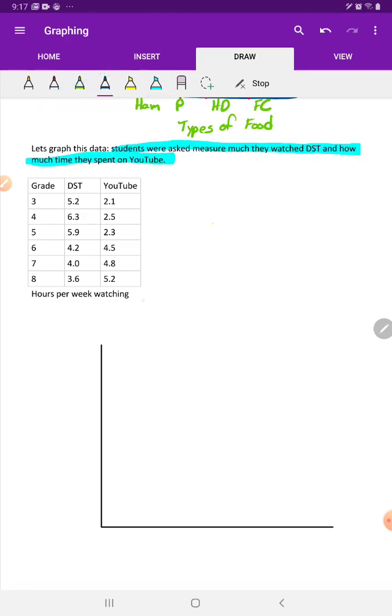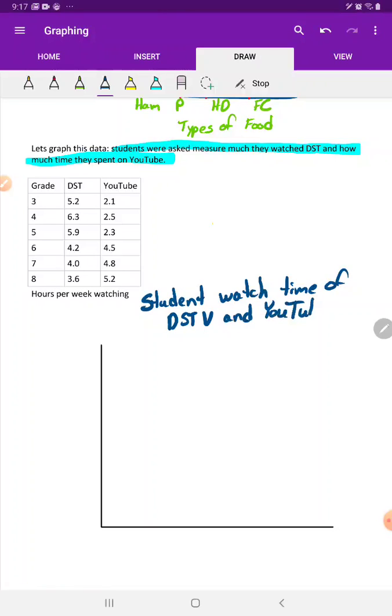So maybe a title would be: students' watch time of DSTV and YouTube by grade. Now you can see this is a lot longer because we have a lot more to talk about. We have to talk about DSTV, we've got to talk about YouTube, we've got to talk about who's watching, which is the students, and we've got to talk about how we're organizing things, which is by grade.